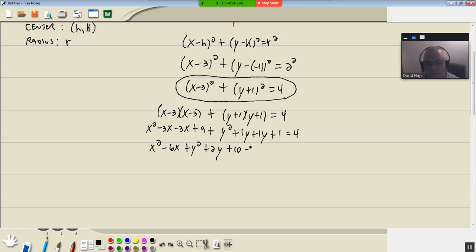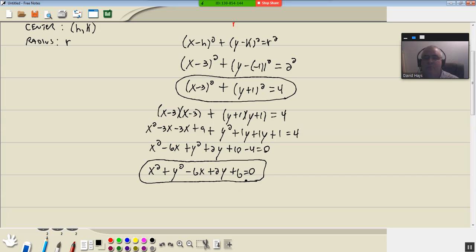And then I'll bring that 4 over. And it becomes a -4. Now we're going to have x squared. And then we'll put the y squared right next to it. So the squareds go first. And then minus 6x plus 2y. So the x the first power and the y the first power come next. 10 minus 4 is 6, equals 0.